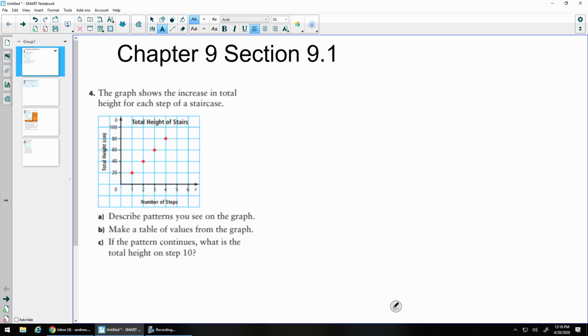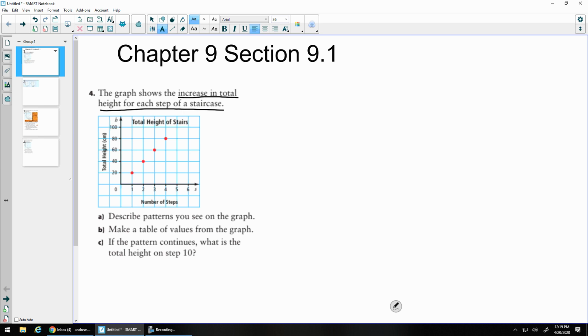The easiest way that I can explain this unit is just to go through some examples with you. I'm going to go through some examples from the textbook, and then you'll be doing some other questions from there. Okay, so we're looking at these graphs and these relationships. This graph below shows the increase in total height for each step of a staircase. So as you go up a staircase, it gets higher, which makes sense.